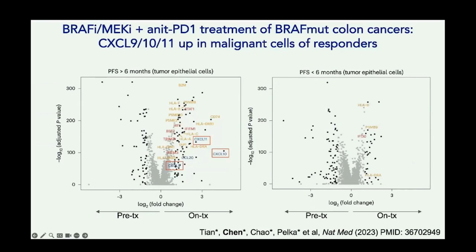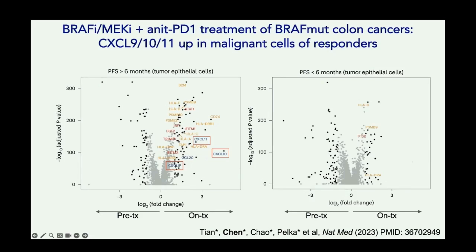For example, in colorectal cancer, there's a set of patients that have BRAF mutations, and some of these patients have this pathway activated. And so by using an inhibitor drug to this pathway and combining that with anti-PD-1 treatment, we were able to ask the question, and this is in a clinical trial run by Ryan Corcoran at MGH, what changes are there in the expression of genes in the malignant cells with therapy?